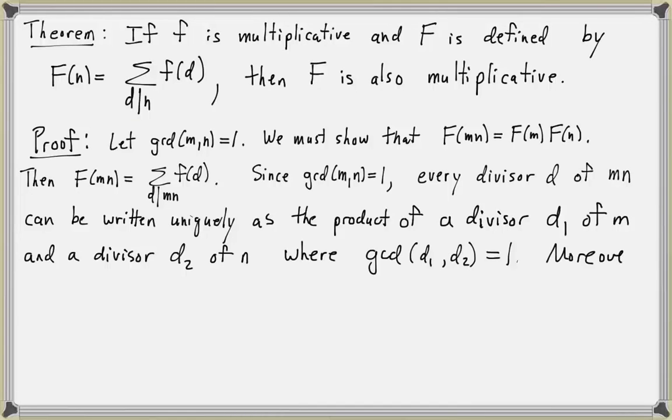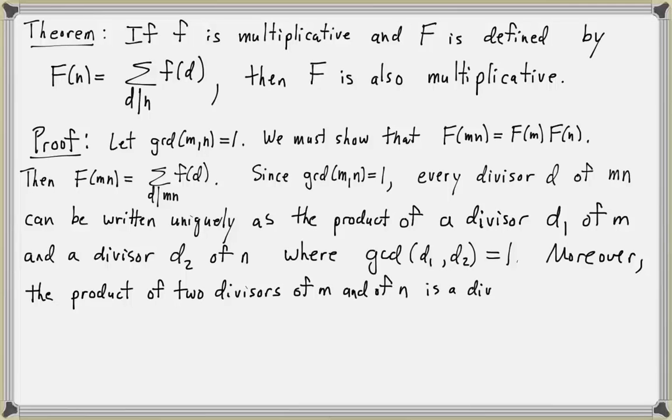Moreover, the product of any two divisors of m and of n is also a divisor of m times n. The product of two divisors of m and of n is a divisor of m times n.